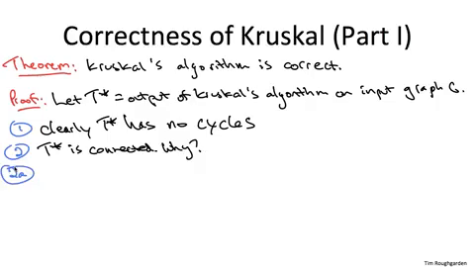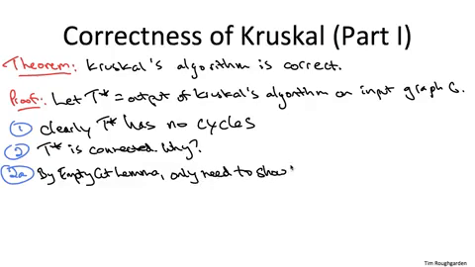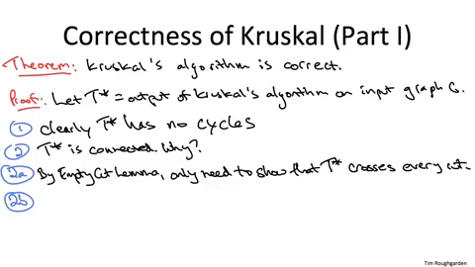To argue the output's connected, we're going to have 2 subparts of the proof. The first thing I want you to do is recall what we call the empty cut lemma. This was a way of talking about when a graph is disconnected, or equivalently when a graph is connected. You'll recall that a graph is connected if and only if, for every cut, there's at least one crossing edge. So to prove that T star is connected, we just have to prove that for every single cut, it has at least one edge crossing that cut. That's what we're going to show.